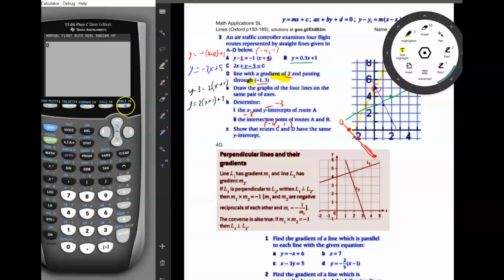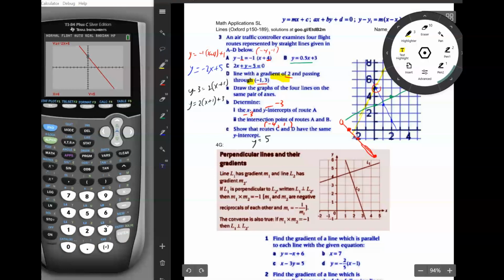Graph. Trace 0, enter. And the y-intercept is 5. Okay, now let's look at the red line. So I'm going to put the red line on, and I'm going to make the blue line off. And then I'm going to graph it, and then I'm going to trace 0 again to see what the y-intercept is for this one. Trace 0. And it's also 5. Okay, so both of them have a y-intercept of 5.